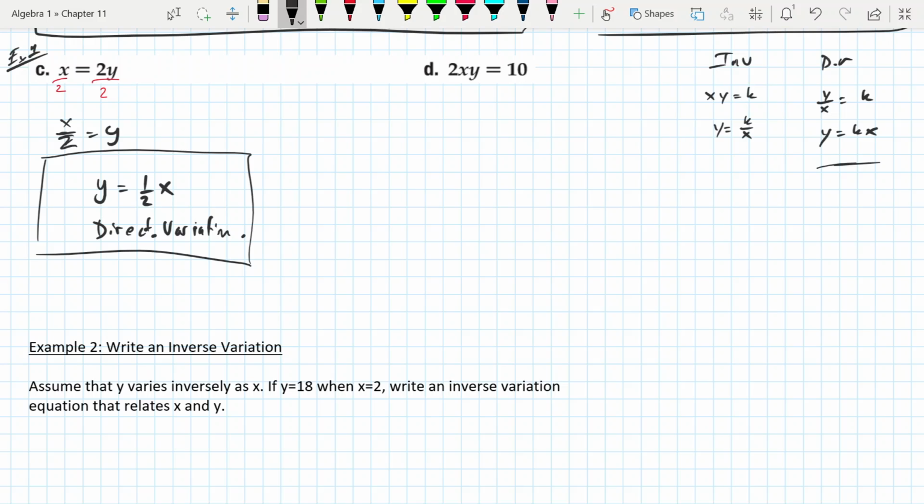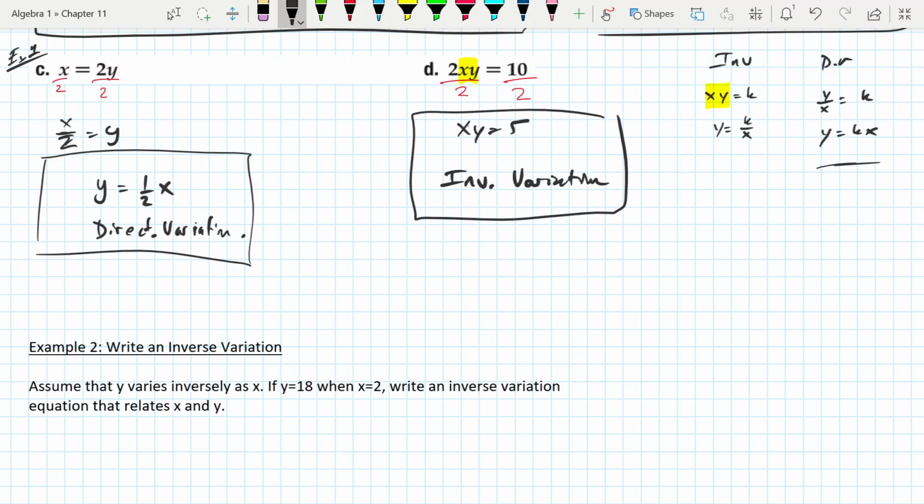For D, here I notice I have the product of x and y, which makes me think inverse variation, but it doesn't equal a solid number. But again, if I can divide both sides here by a coefficient of 2, I get xy equals 5. So this would be inverse variation. Again, you could just write the equation down there as your explanation.